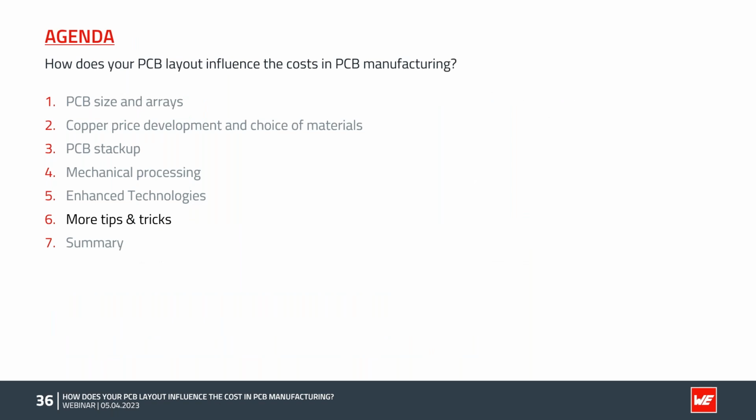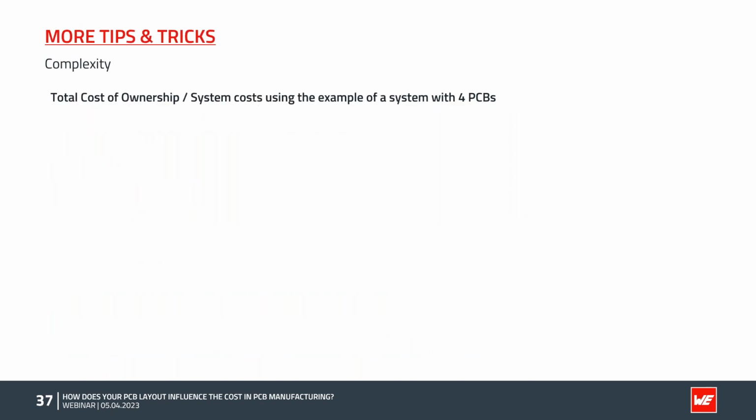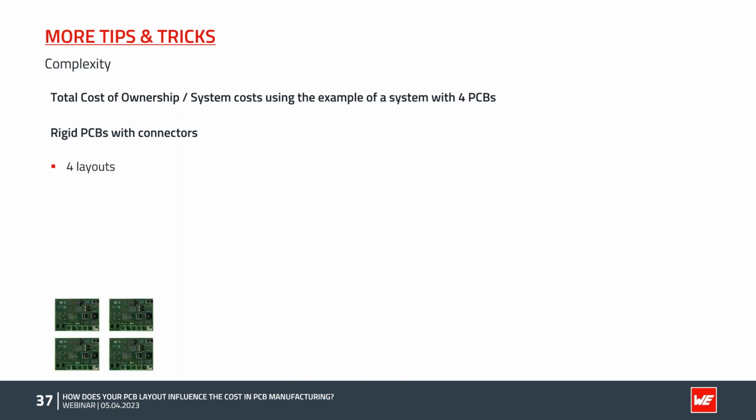Okay, so now let's come to the last part of the webinar. It's the tips and tricks. And here I have one example when it comes to total cost of ownership. If you look at a system, I have an example with me of a system of 4 PCBs. If you take 4 rigid PCBs, you have 4 different layouts. Those 4 different layouts need to be done. They need to be manufactured.